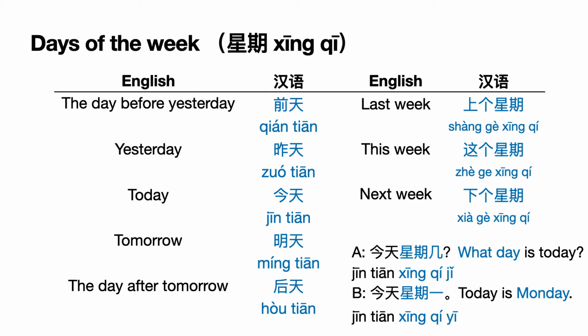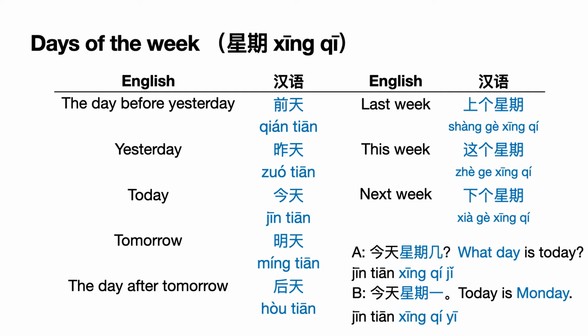And the day before yesterday in Chinese is 前天. Yesterday, 昨天. Today, 今天. Tomorrow, 明天. The day after tomorrow, 后天.